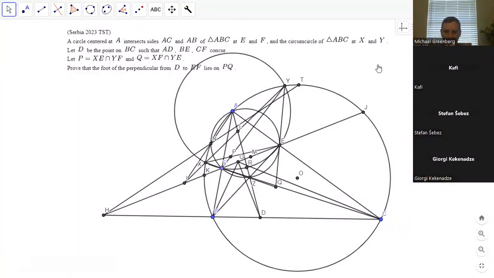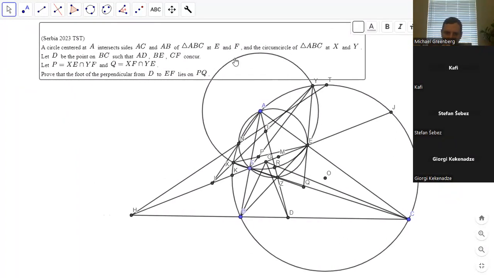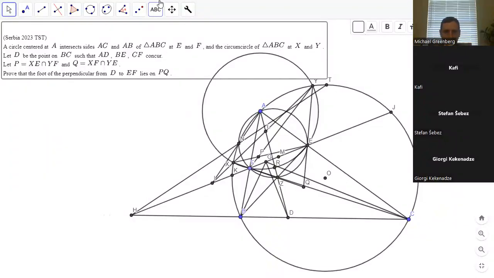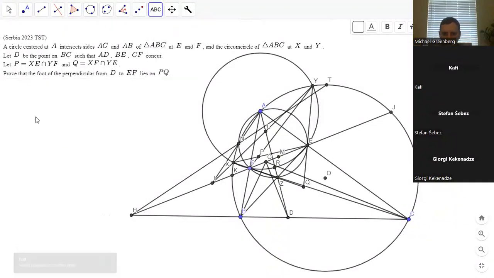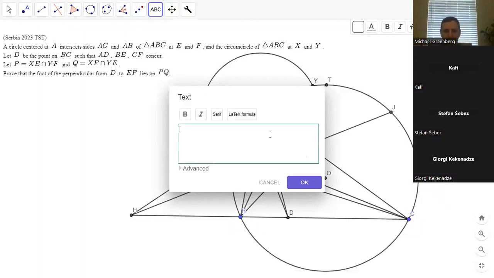So let's see, let AI meet the circle at N. Now this always pops up. It kind of drives me crazy, but I don't know a way to stop it. So let AI meet ABC at N. I'll say let P be the midpoint of arc BAC.